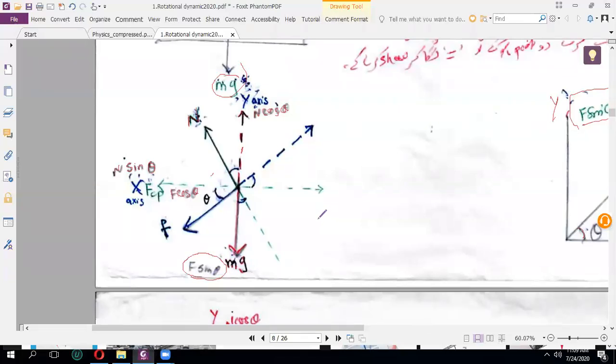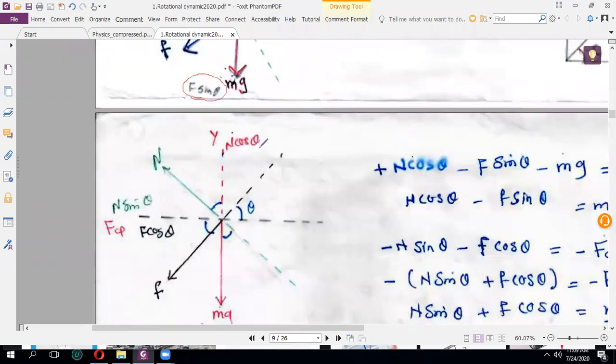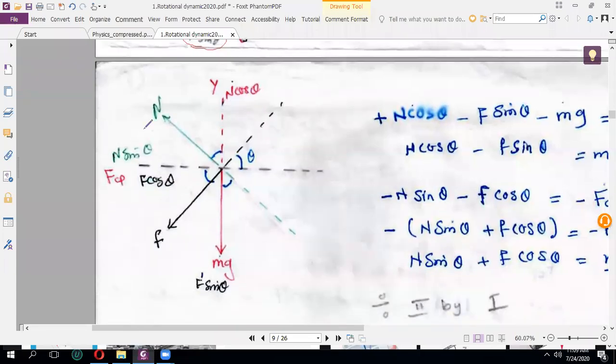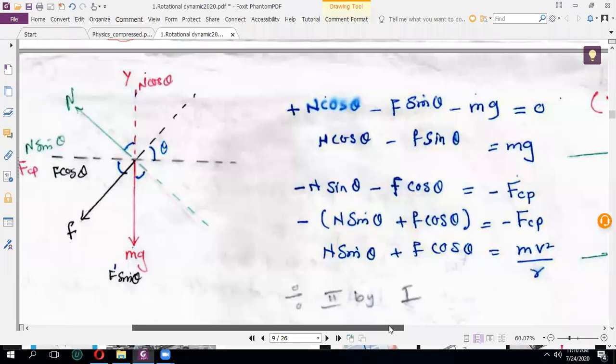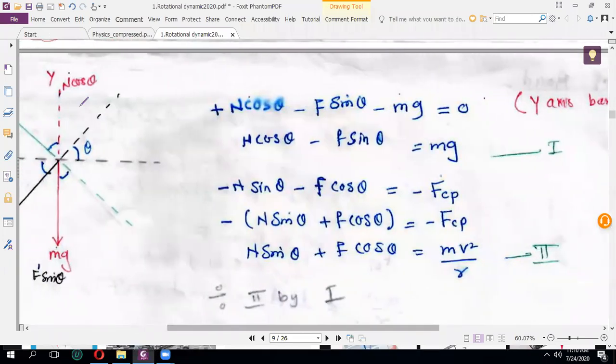Now how to make the equation? The equation is based on the axis. First we are making the equation based on the y axis, and second we are making the equation based on the x axis. Again I am making the same diagram for better understanding. The first equation we are making is based on the y axis. So see the y axis only.